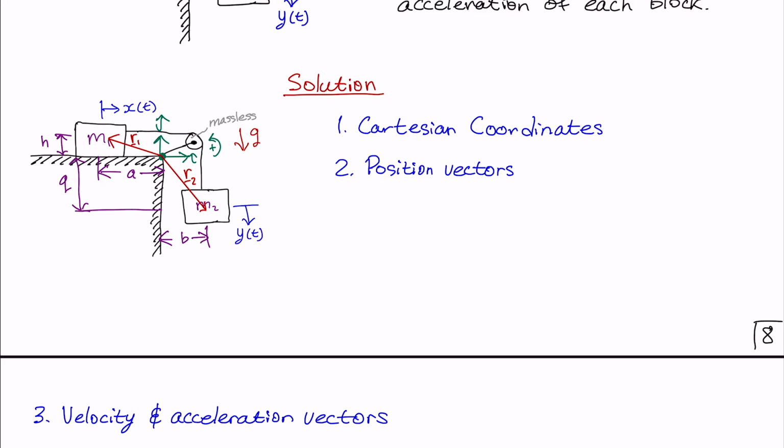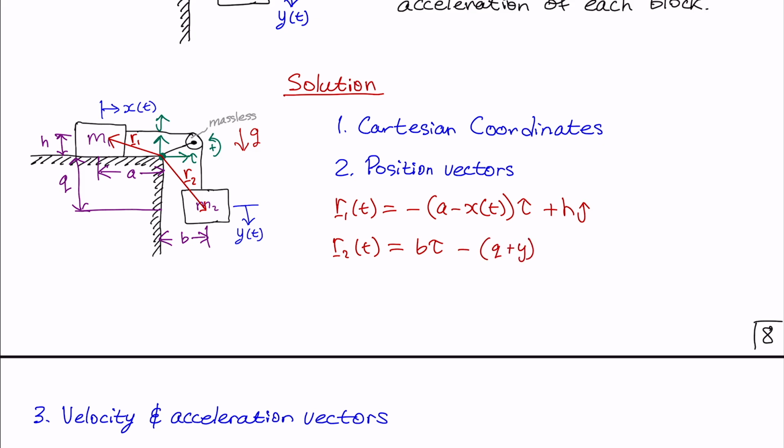And then the position vectors are going to be R1 of t is equal to minus a minus x of t in the I direction, plus h in the j direction. And then R2 of t will be equal to b in the I direction, minus q plus y in the j direction, because y is pointing down.